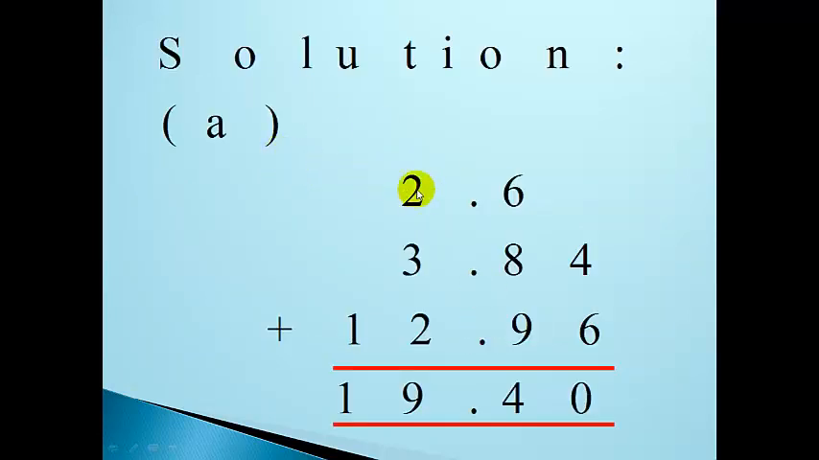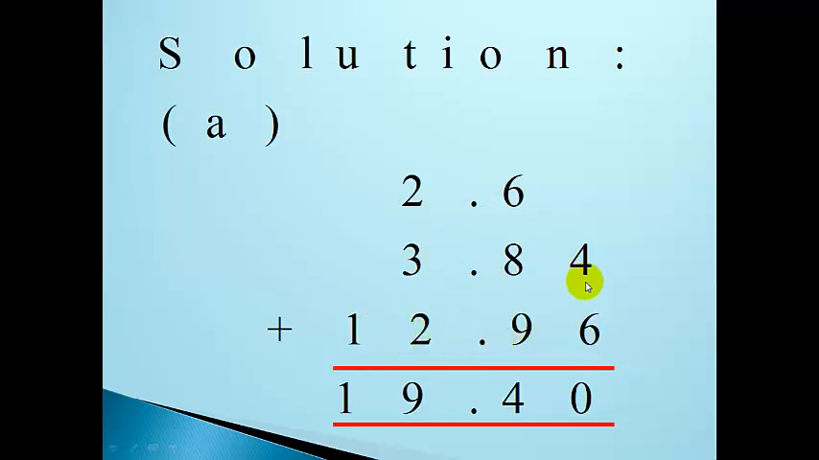For A, we were given 2.6, 3.84, and 12.96. Now the arrangement is done as shown. The decimal point is vertically in line as shown. Please, the decimal point should be vertically in line. So we have 2.6 plus 3.84 plus 12.96.